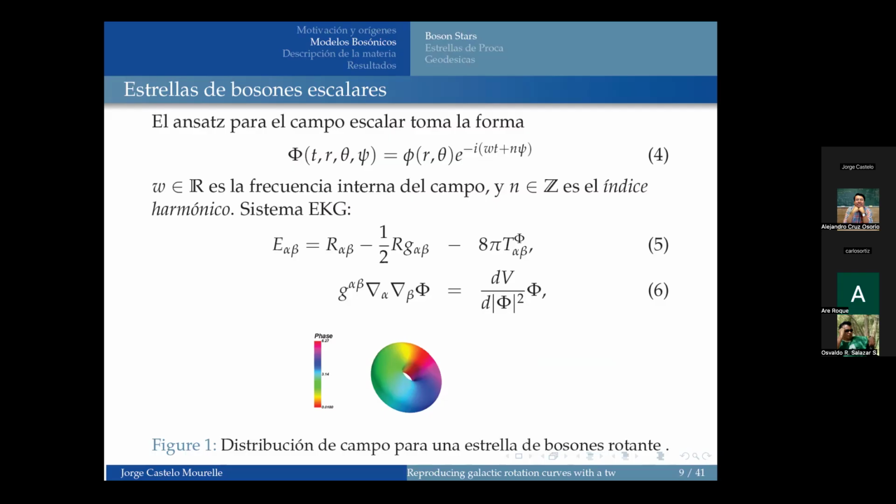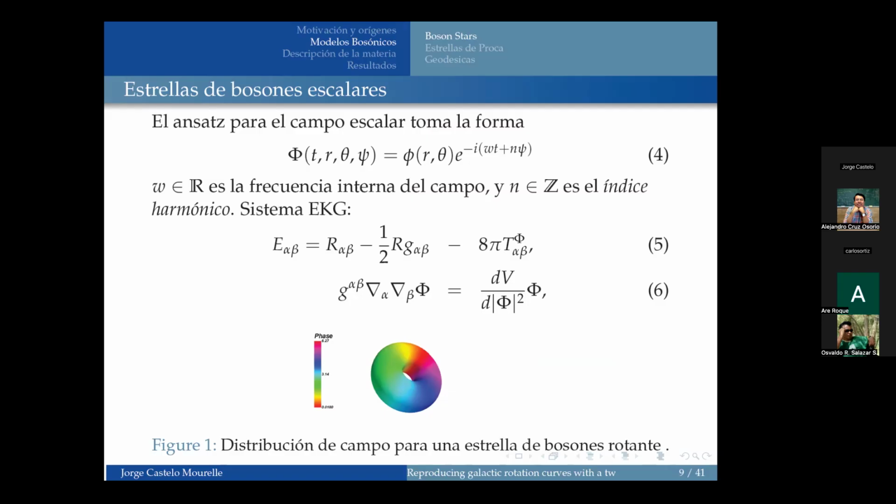Then we have the Einstein field equations and the Klein-Gordon equation. And by doing crazy numeric stuff, we can solve the problem and find this is the field distribution over the space of a spinning boson star, a common spinning boson star. And here these colors just determine the phase.